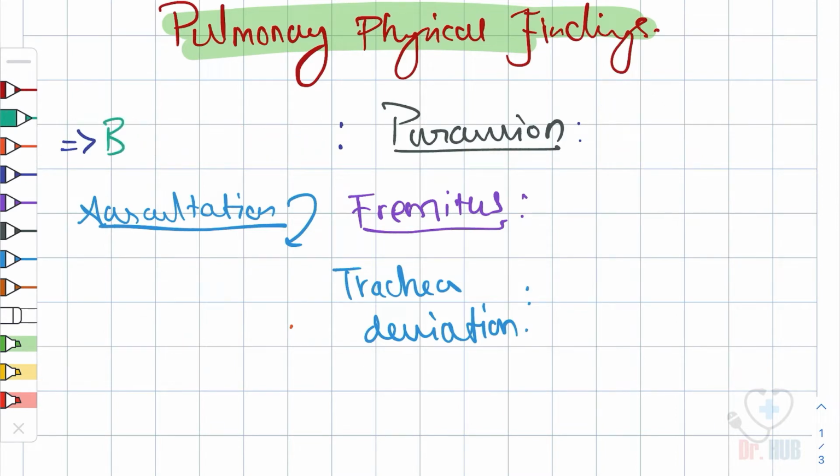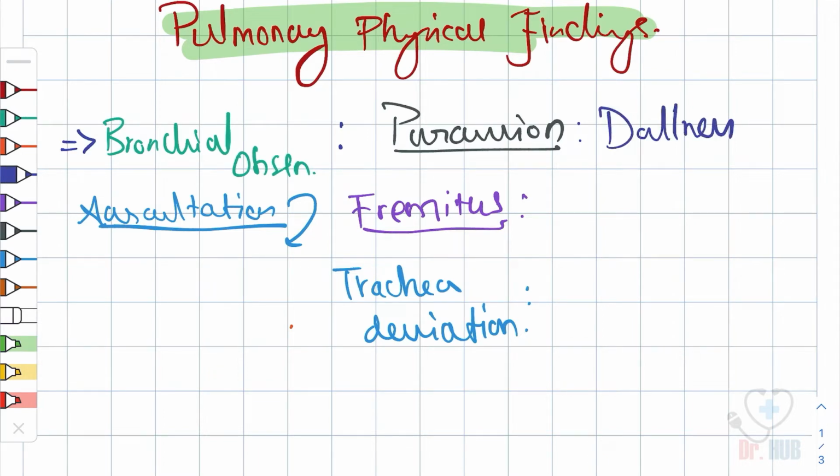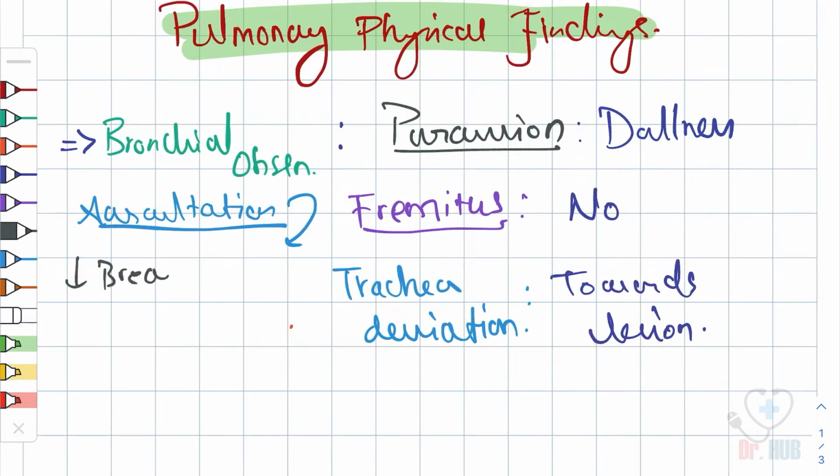The next illness, that is the bronchial obstruction. On percussion, there is dullness. There is no fremitus, and on tracheal deviation, it is towards the lesion. Auscultatory findings, there is decreased breath sound over the effusion.